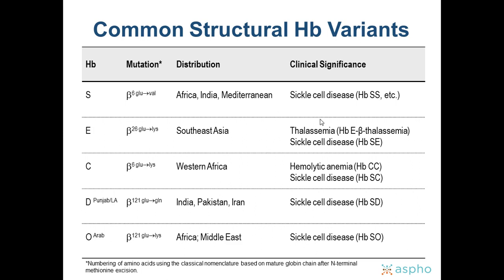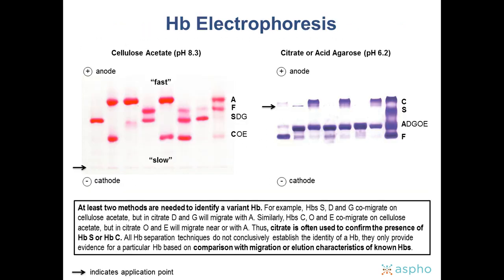Hemoglobin E, depending on what you co-inherit it with, can give you a thalassemia or a form of sickle cell disease. Homozygosity for hemoglobin C is a hemolytic anemia. Compound heterozygosity with S can give you sickle. And then by themselves, hemoglobins D and O don't cause any problems, but when you co-inherit with S, then it can cause a form of sickle cell disease.